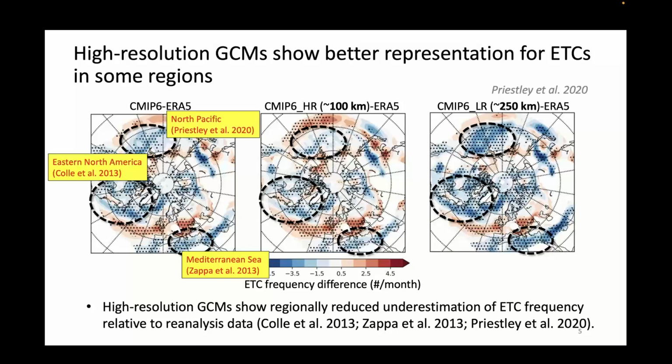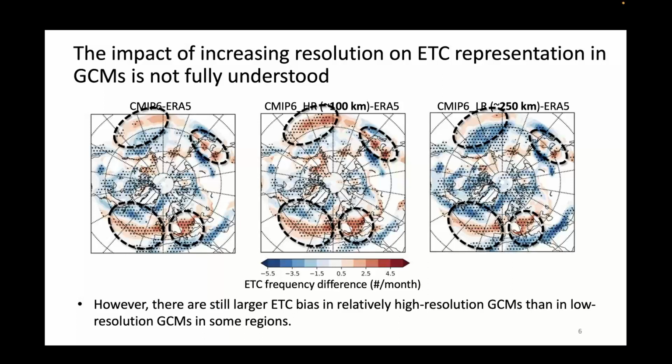Some studies argue that these issues in GCMs stem from their too-coarse resolutions. The figure shows the bias in cyclone frequency for high-resolution CMIP and low-resolution CMIP. High-resolution CMIP exhibits better representation of extratropical cyclone frequency in some regions compared to low-resolution CMIP. However, high-resolution CMIP models still show larger cyclone frequency bias in certain areas compared to low-resolution models. This locally different sensitivity of extratropical cyclone frequency bias indicates our partial understanding of how increasing resolution affects the simulation of extratropical cyclones in GCMs.